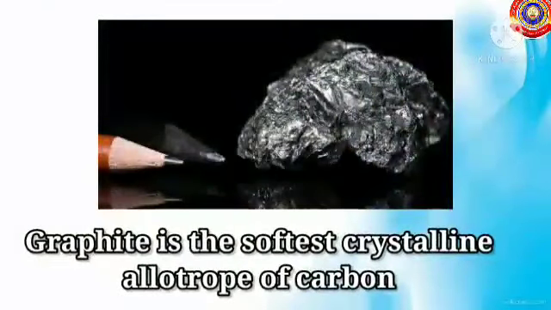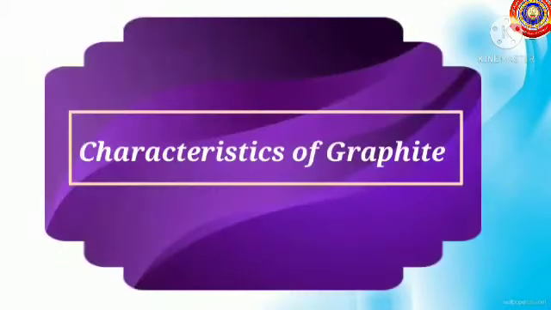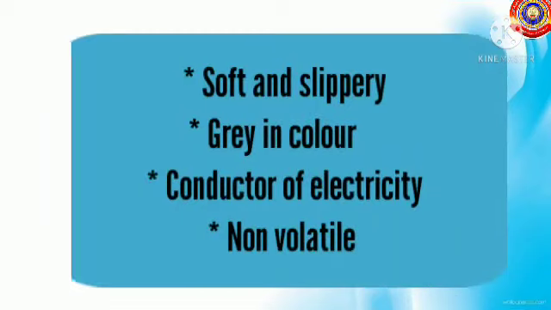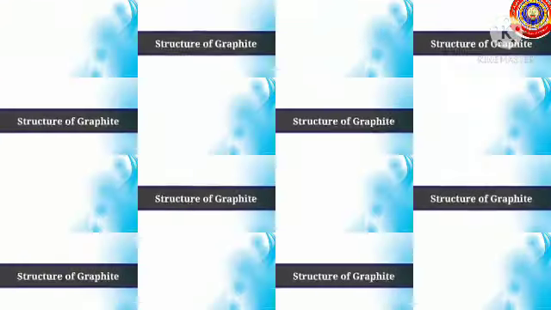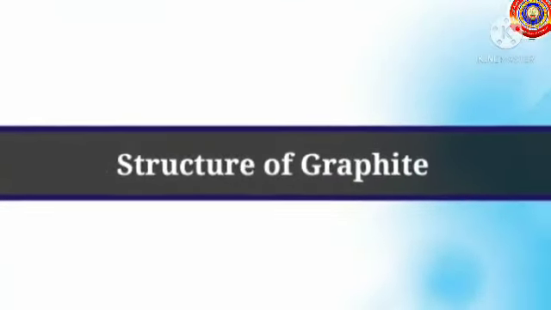Graphite is the softest crystalline allotrope of carbon. Let's analyze the different characteristics of graphite. Graphite is soft and slippery. It is grey in color. It is a good conductor of electricity and non-volatile in nature. Let's analyze these characteristics through its structure.